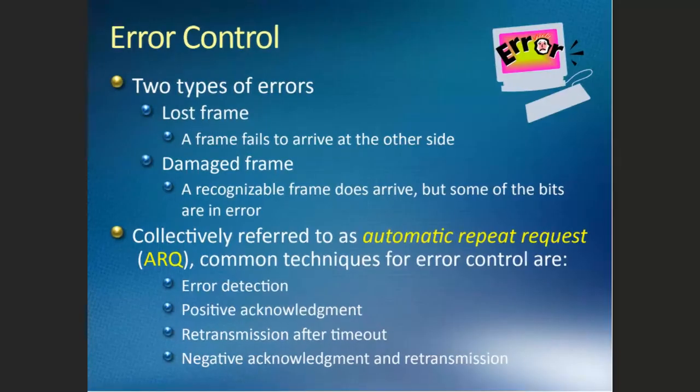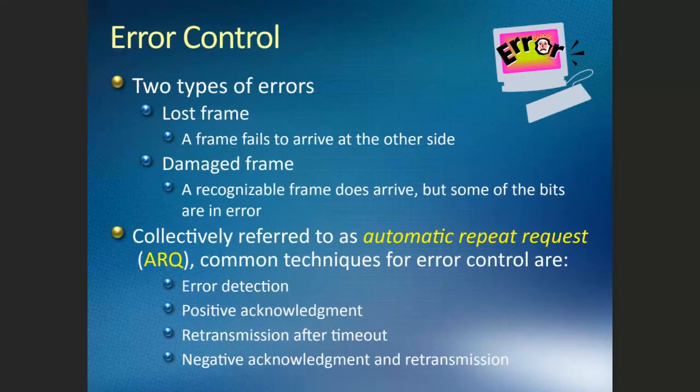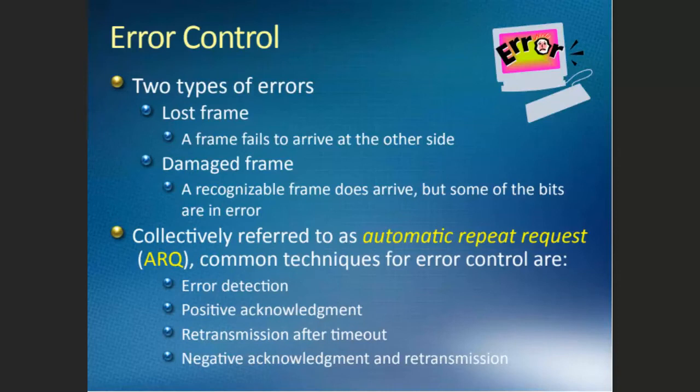What are the two types of errors? We have lost frames, where the frame is lost, or a frame that arrives but with too much noise, or damaged. What is the solution? What will the receiver do if it receives a damaged frame? It will just ask for retransmission. It will not start calculating the frame and trying to repair it.